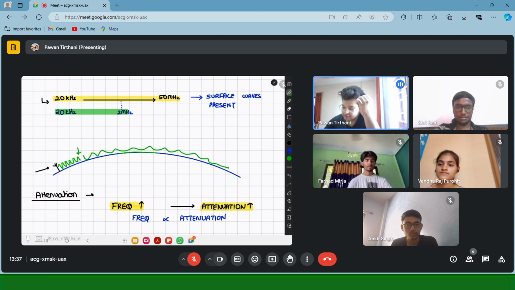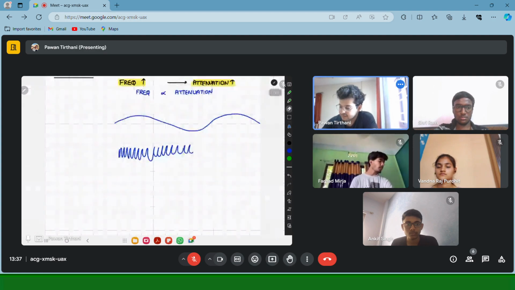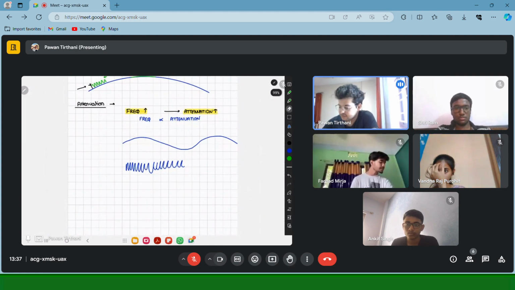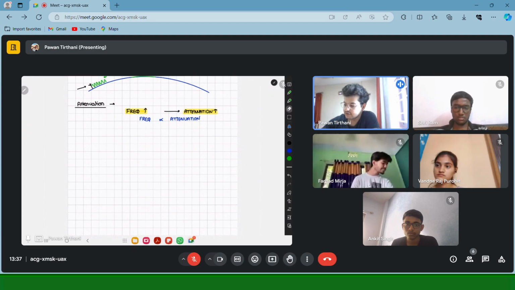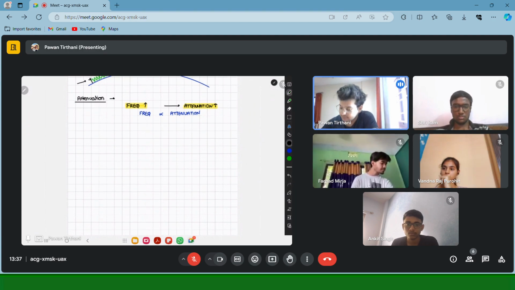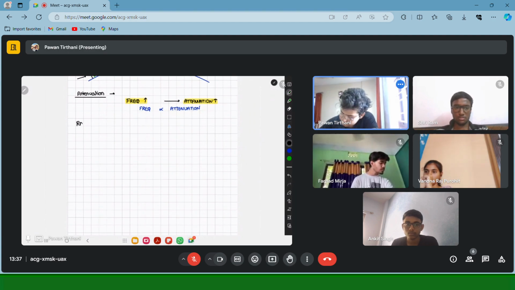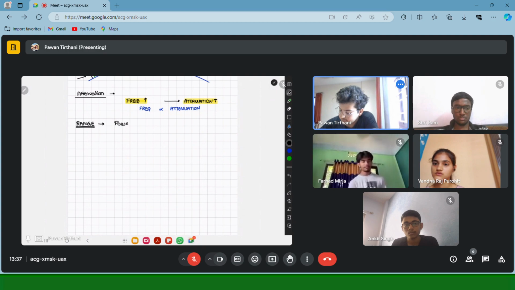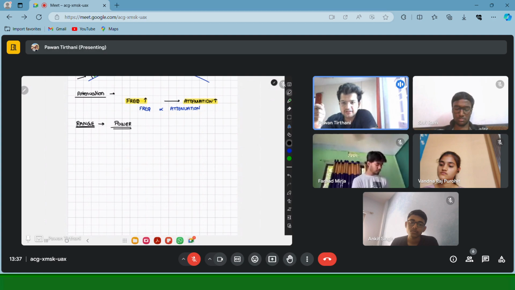So this was about surface waves. And surface waves range is also dependent on something. So we spoke about attenuation. Now we will speak about range. The range of surface waves is dependent upon power. Every antenna is connected to a power line.